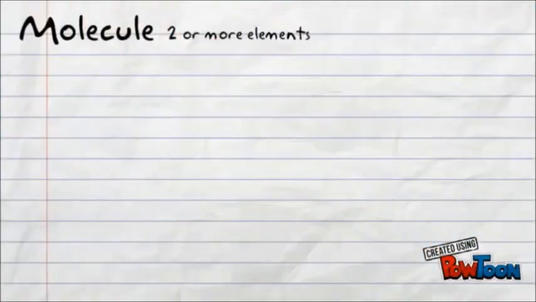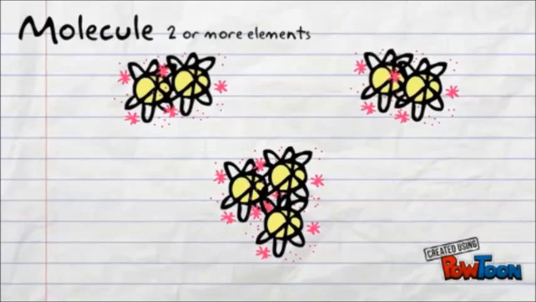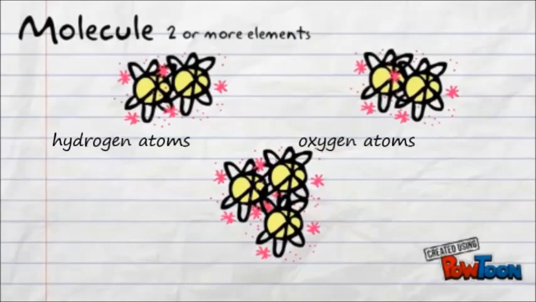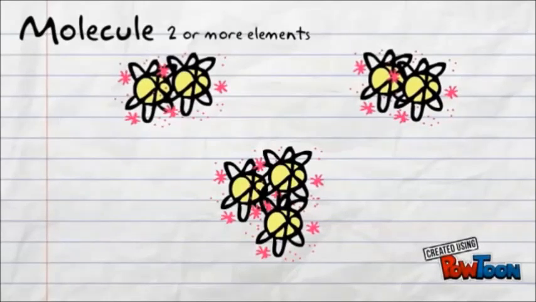Basically, it is a molecule when two or more elements join together. For example, 2 hydrogen atoms is a molecule. 2 oxygen atoms is also a molecule. Water, which is H2O, is also a molecule because it has 2 elements.